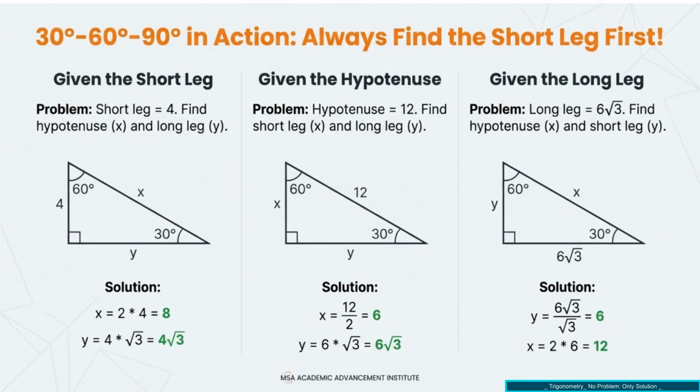Now let's have some examples for these. When working with the 30 by 60 by 90 triangle, always find the short leg first. This slide provides examples for 3 cases: when you are given the short leg, the hypotenuse, or the long leg. Have a pause and follow along with the solutions.